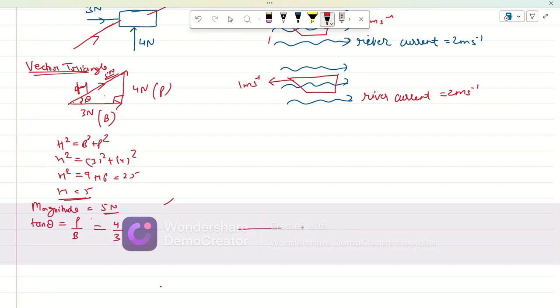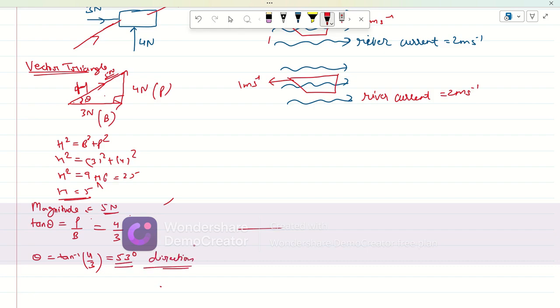Now you will use a calculator to find theta. Theta will be equal to tan inverse 4 by 3. On the calculator, you will press shift and then tan inverse will come, then start bracket, put 4 divided by 3, close bracket and enter. So this will come to be 53 degrees. So 53 degrees will be the direction. This is how you can find direction.